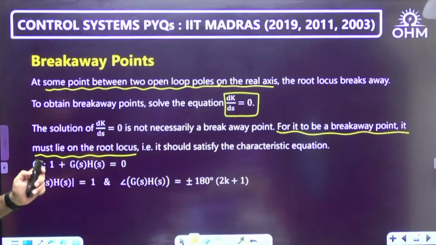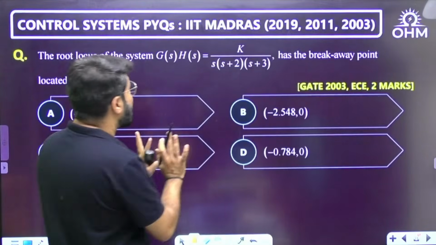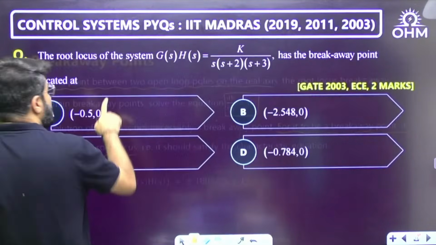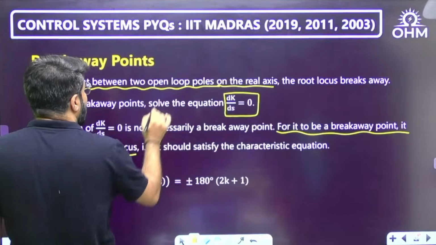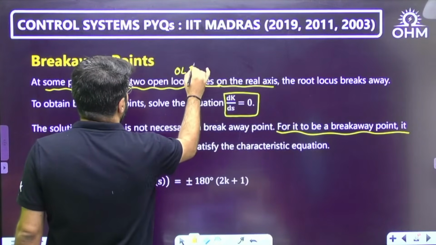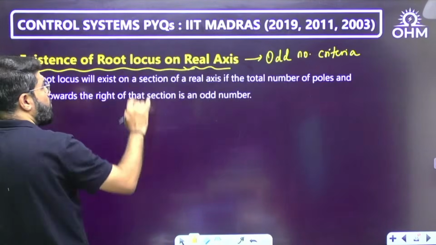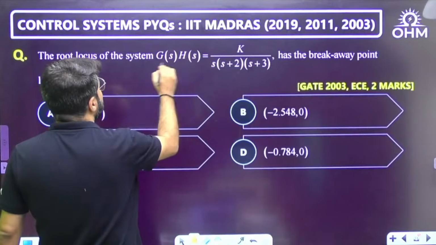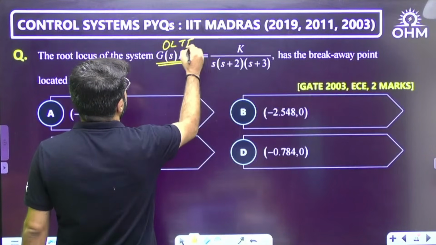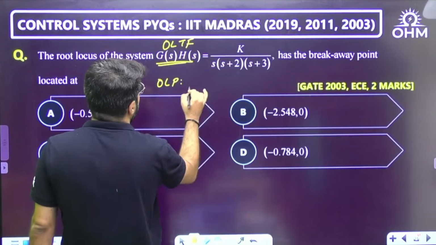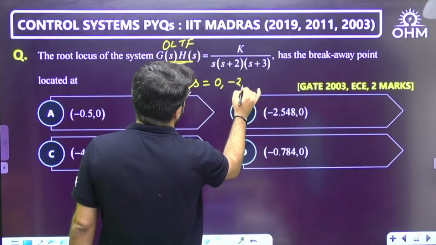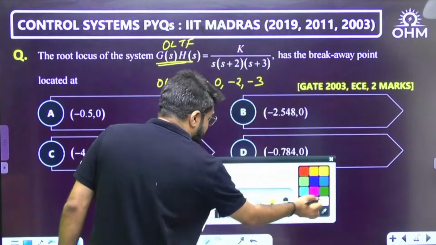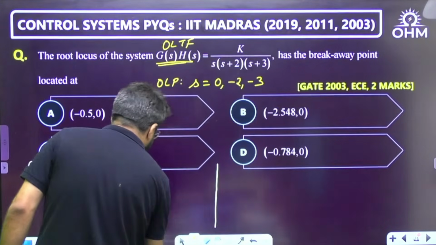Now have a look at this question first of all. What are the open loop poles? In short, I am going to call them OLPs. Open loop poles means poles of the open loop transfer function. What are my open loop poles here? S equal to 0, minus 2 and minus 3.